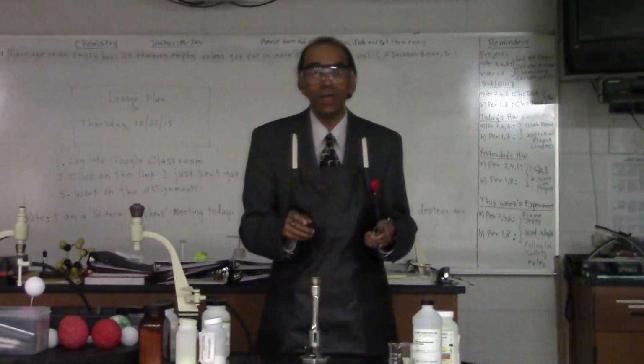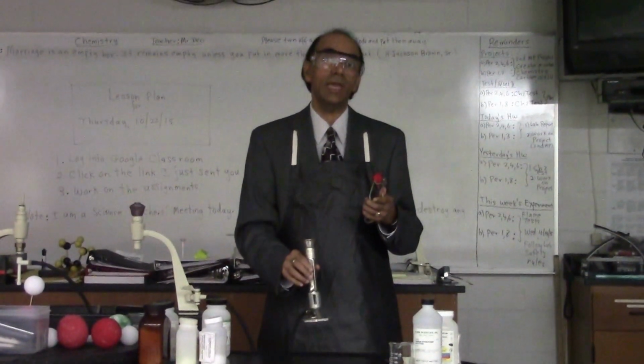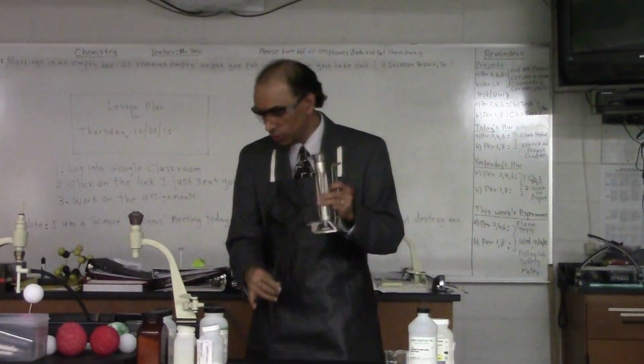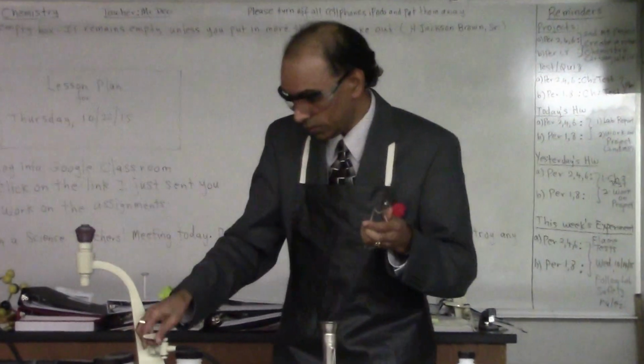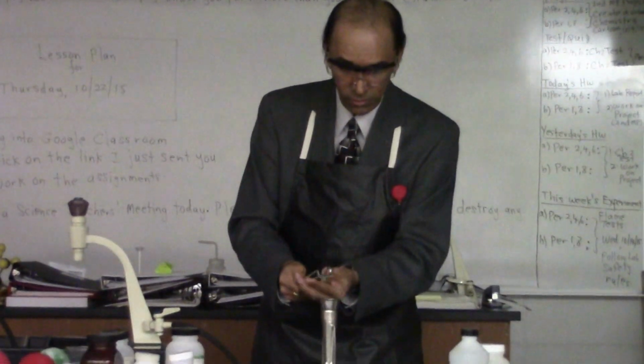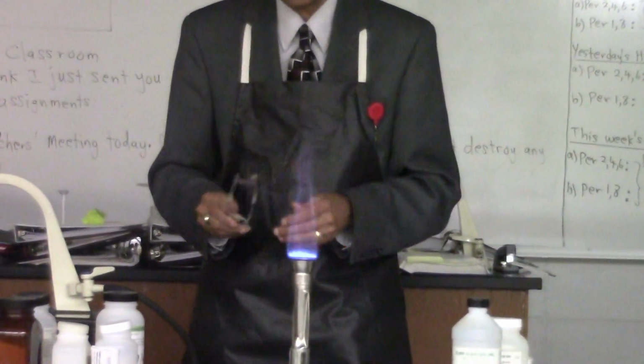So let's get started. I'm going to light my Meeker burner, and let me spell Meeker for you, M-E-K-E-R. It's attached to a rubber tubing, and I have my flint lighter in my hand. So here we go. Okay. All right, so I have a nice blue flame, and we're going to start the experiment.